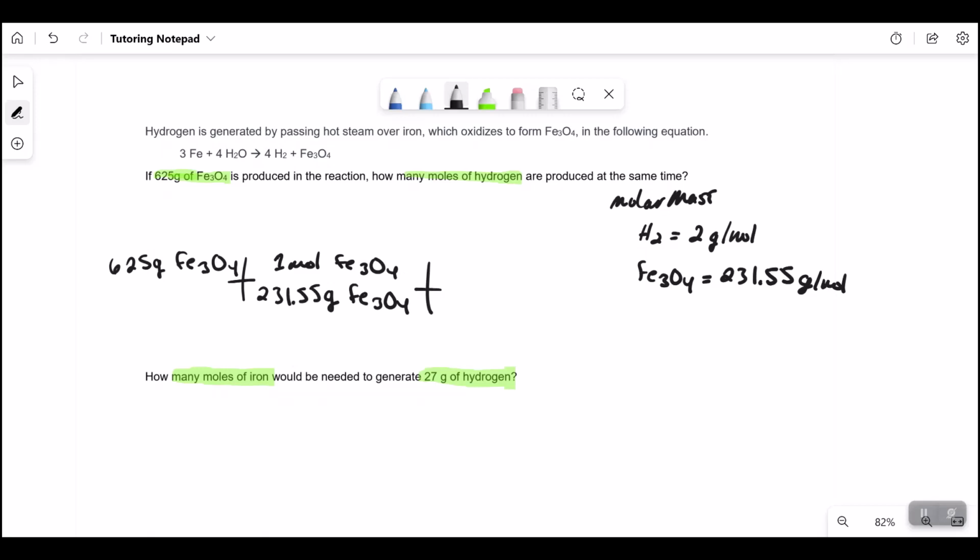And then we only want to get to moles, so we just have to do our molar ratio, and then we're done. So we have 1 mole of Fe3O4 to 4 moles of H2. And when we plug that into our calculator, we're going to get 10.796, or you could round it to 10.8 moles of hydrogen.